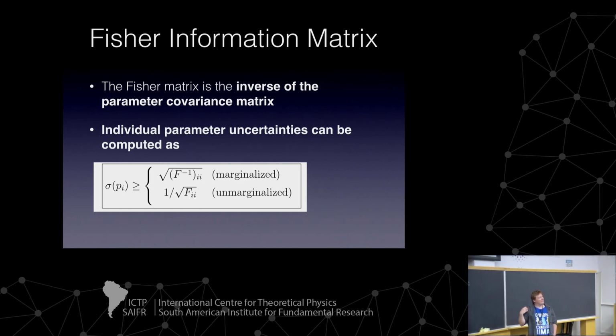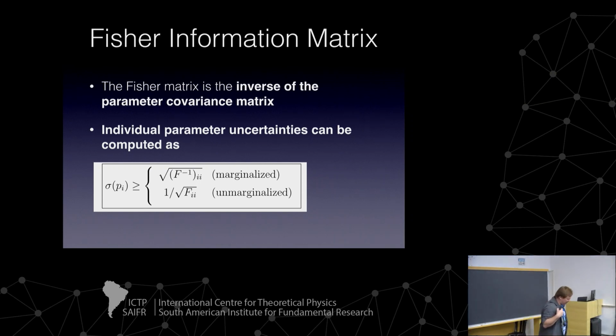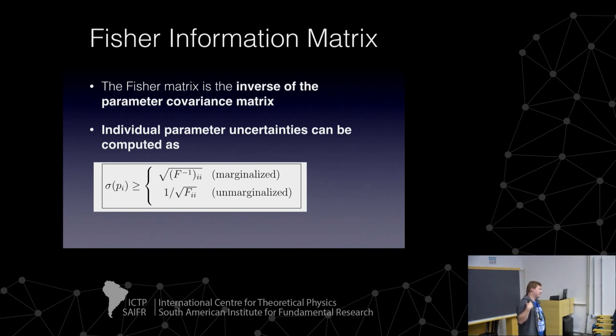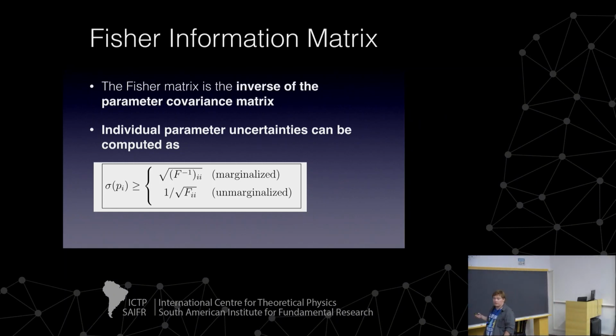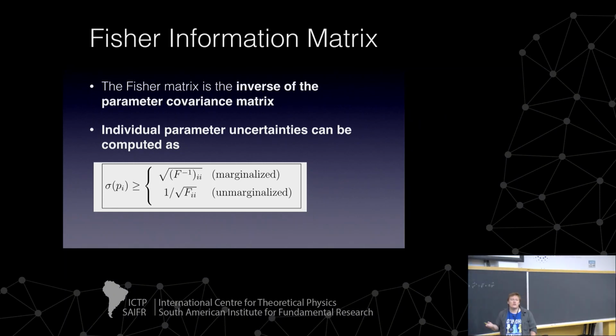You can also write the posterior as a multivariate Gaussian. In that expression, the covariance matrix that enters there is the parameter covariance matrix. So yes, that's right. That's exactly right. How would you do that in practice?